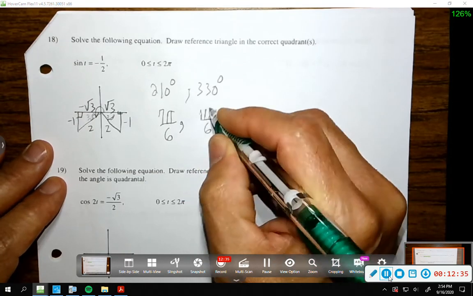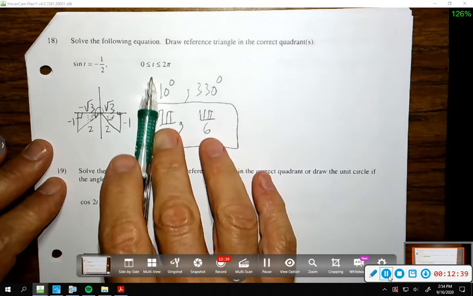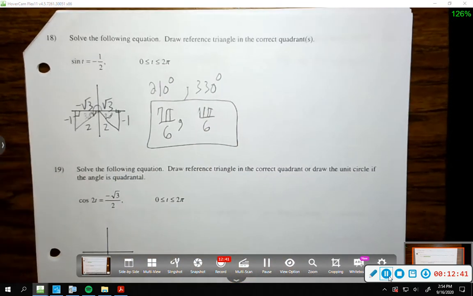That's it. That's the easiest way to convert. It has to be in radians. Both of these angles are between 0 and 2 pi.